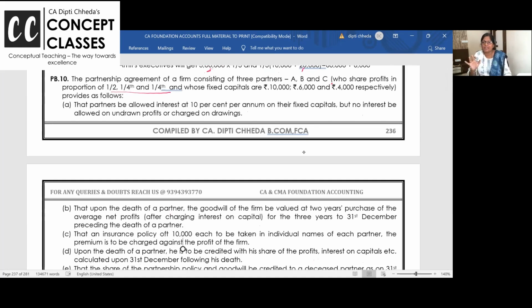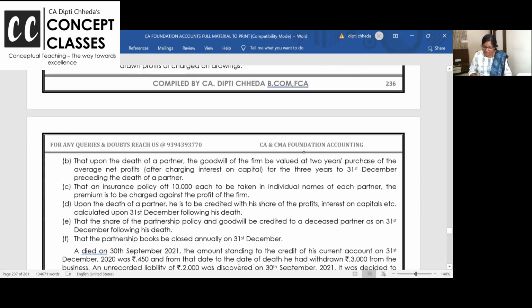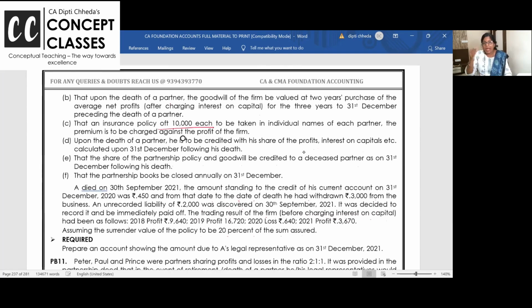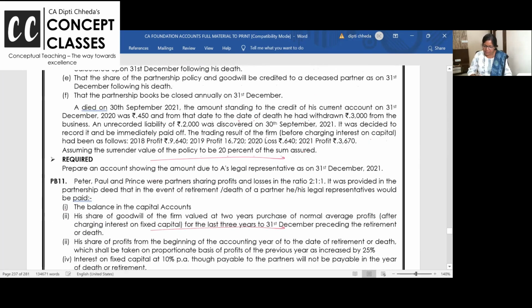Problem बहुत easy है. कोई balance sheet revaluations routine नहीं है. But they have given you the policy's maturity value, and 3 policies you have taken. Whereas surrender value, so other 2 partners surrender value also you will take, no?